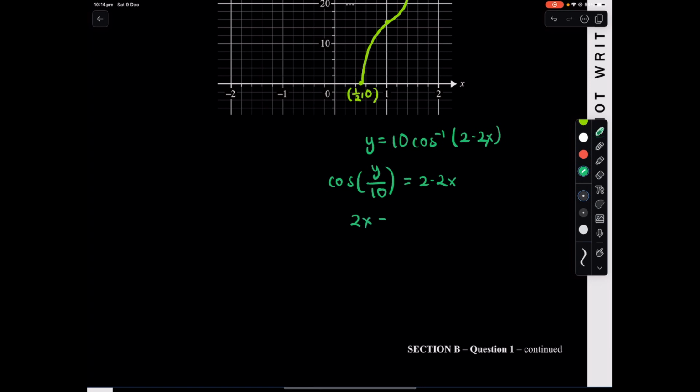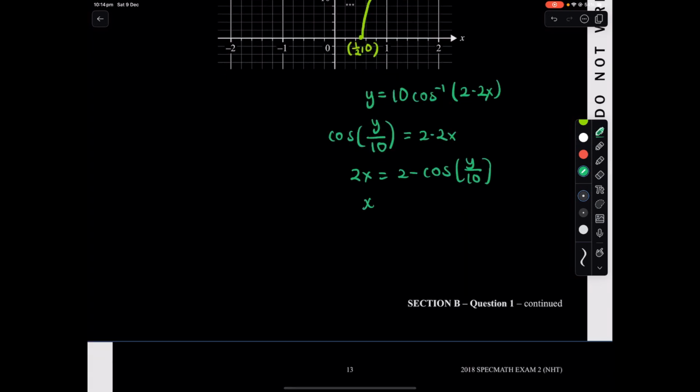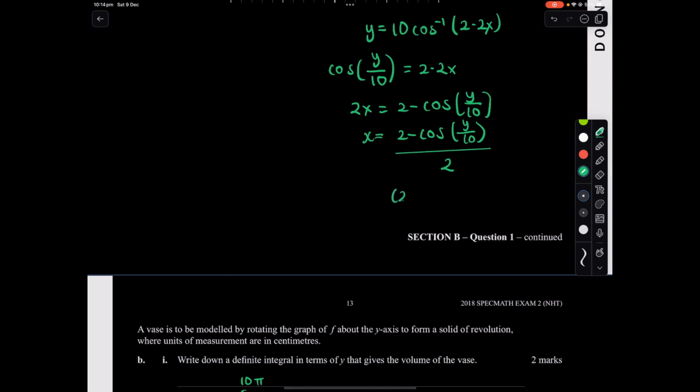Hence 2x is just going to be 2 minus cos y over 10. And then dividing it all by 2, we get (2 minus cos y over 10) all over 2. Pretty much that. And imagine x squared. We want x squared, so we're squaring the whole thing. We're just going to get (2 minus cos y over 10) all squared over 4. And that's going to be x squared.